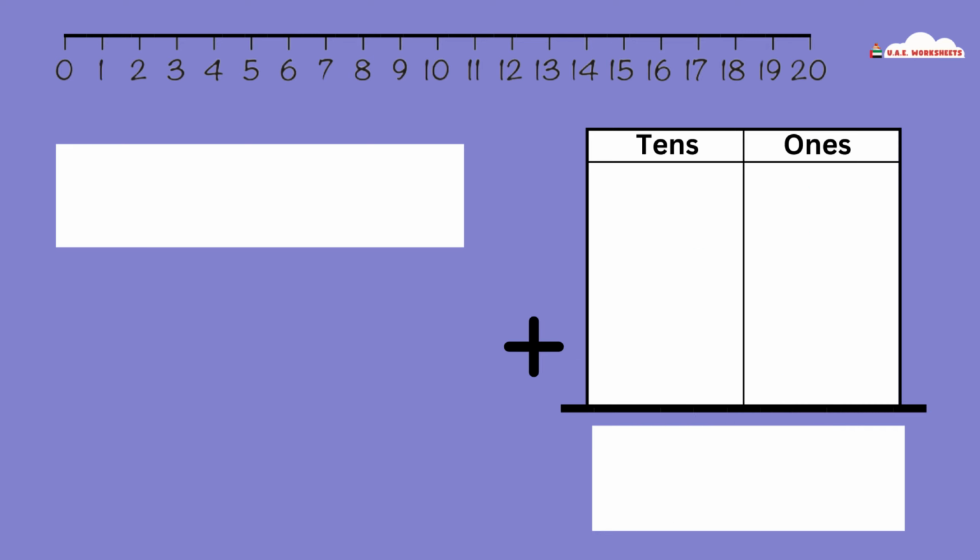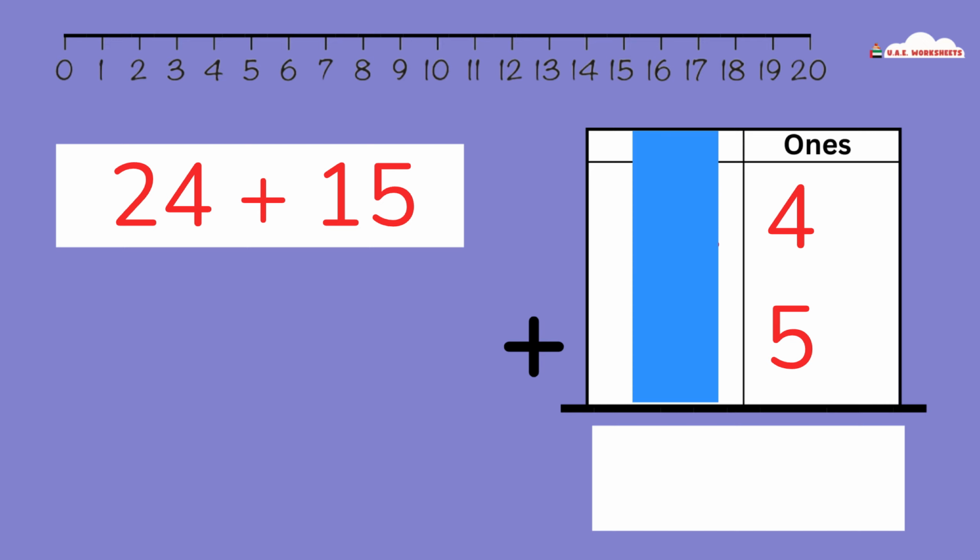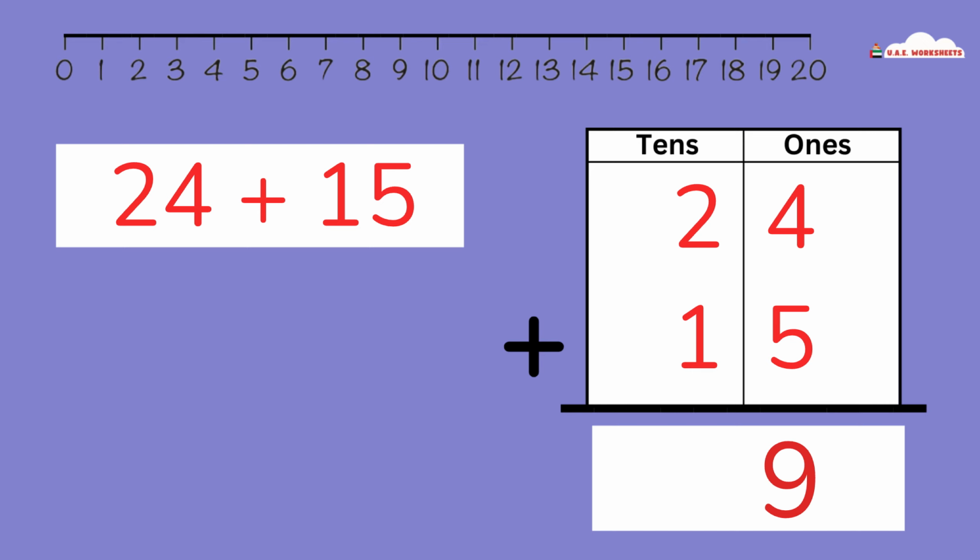Here we have 24 plus 15. First, look only at the ones column. Cover up the other side with your finger or a piece of paper. In the ones column, we have 4 plus 5. 4 plus 5 equals 9. Let's write our answer, 9, at the bottom, on the ones side.